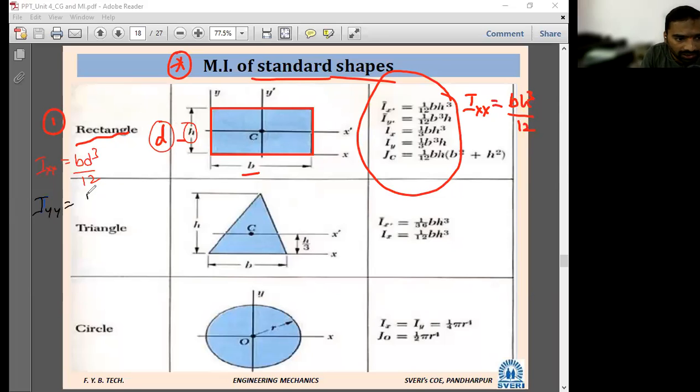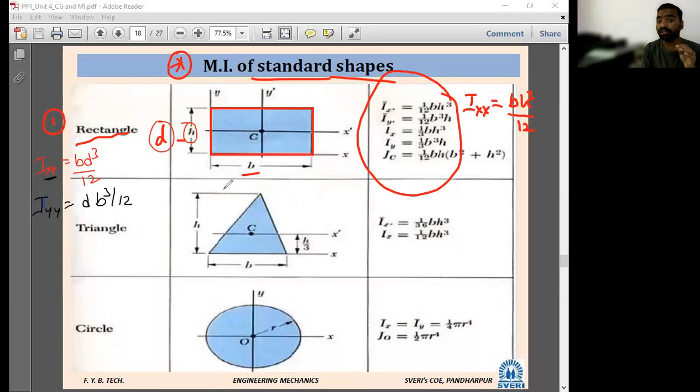D. Okay, so D. Then the second quantity? B. dB cube by 12. dB cube by 12. Is it understood, everyone? So along the x-axis, first term B, then cube the second term. If along the y direction, take the first term in the y direction, then take the cube of the second term.